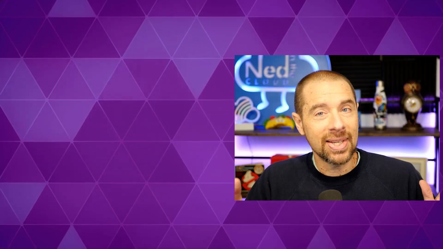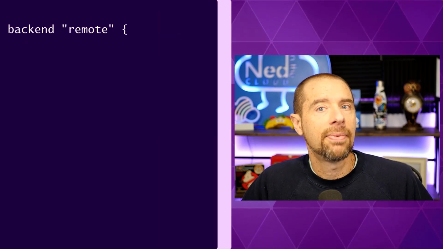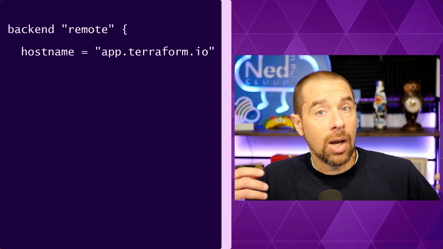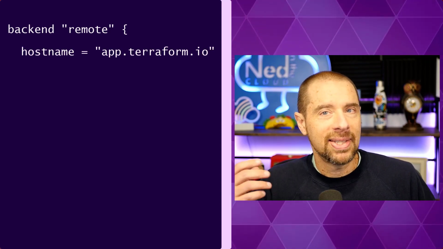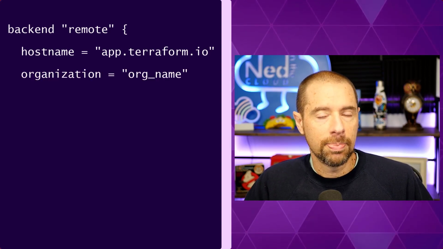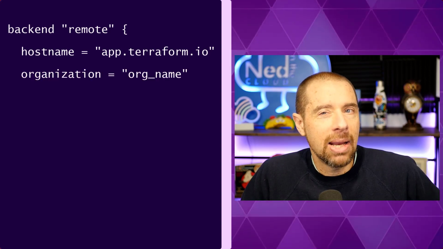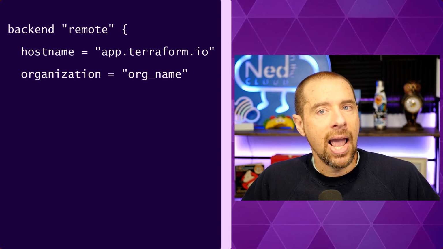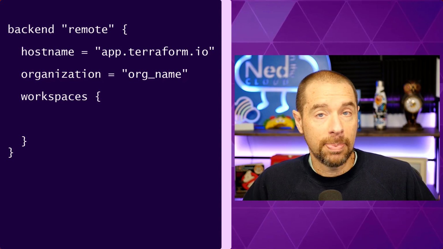If we're looking at the syntax for this, you'd have backend remote, and then some curly braces, and then a number of arguments. One would be the host name. Where can it go find this instance of Terraform Cloud or Terraform Enterprise? The next one would be organization. What's the name of your organization where these workspaces will exist? And then lastly, a workspaces block.